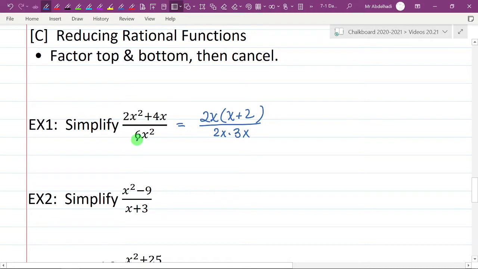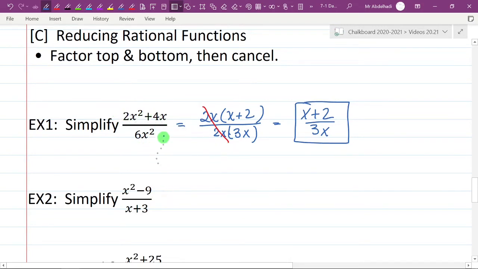That will give you 6x squared. That means there's a common thing that you can cancel out. And now you have x plus 2 over 3x. And that's fully simplified. It's called a rational function, okay? Which is a fraction, a polynomial on top, a polynomial on the bottom, okay?